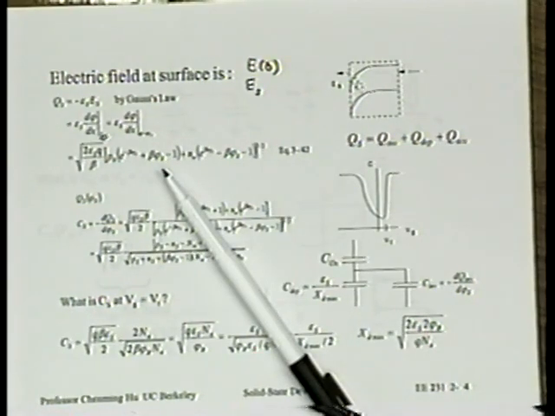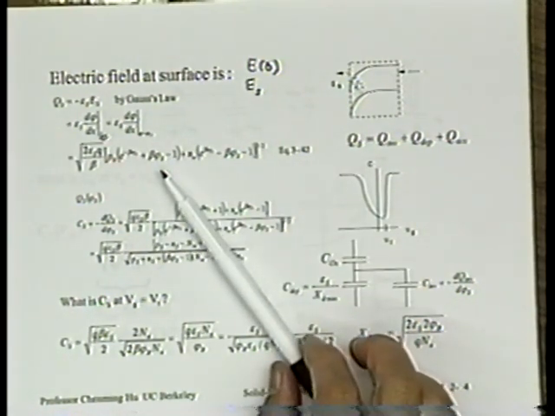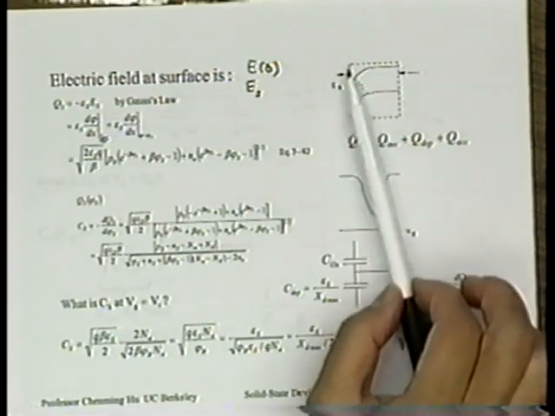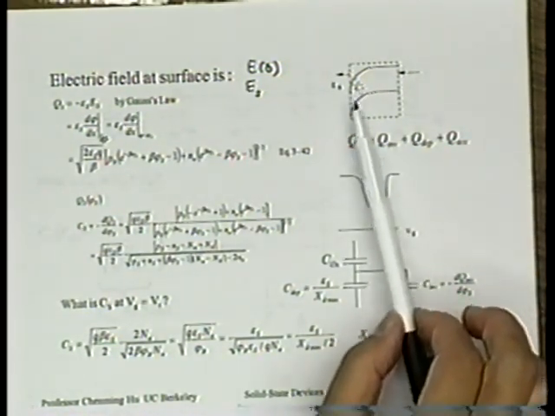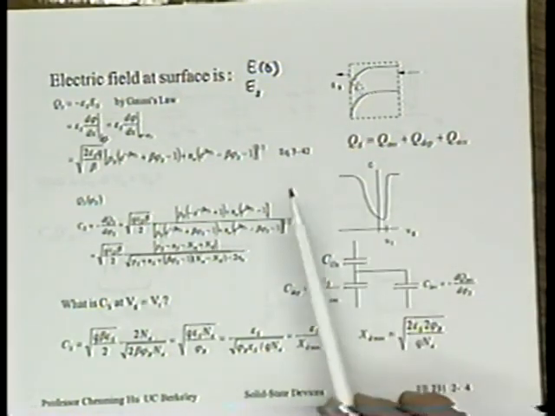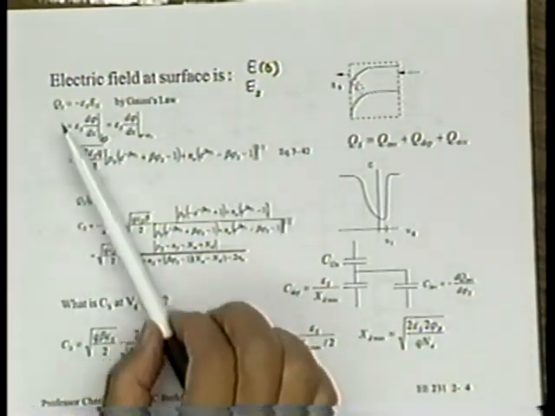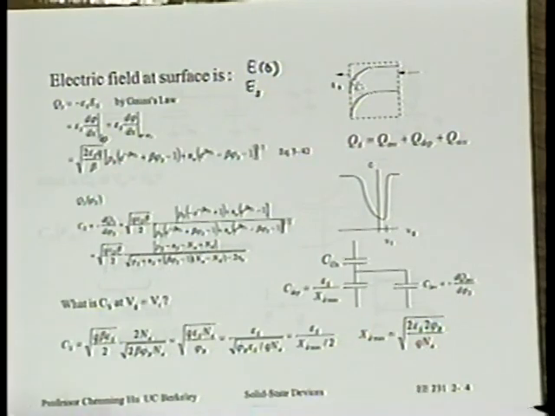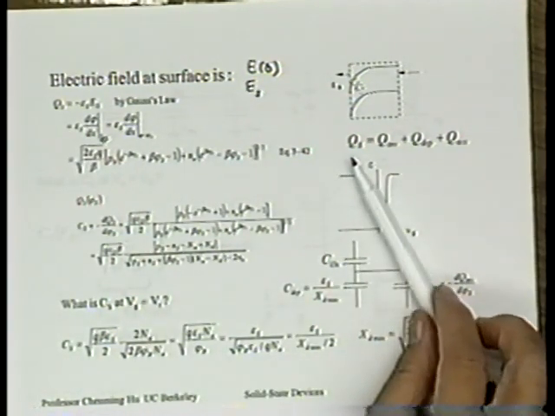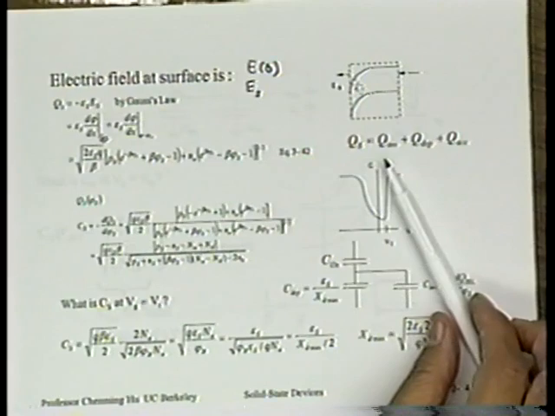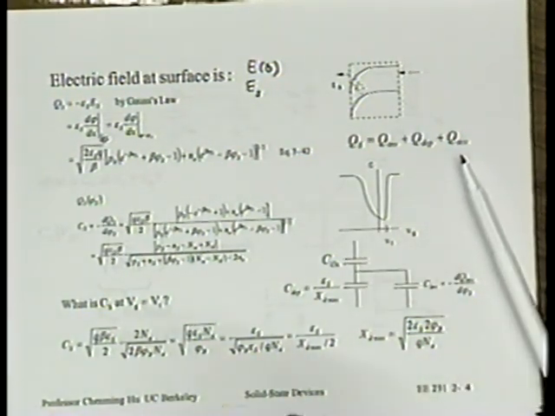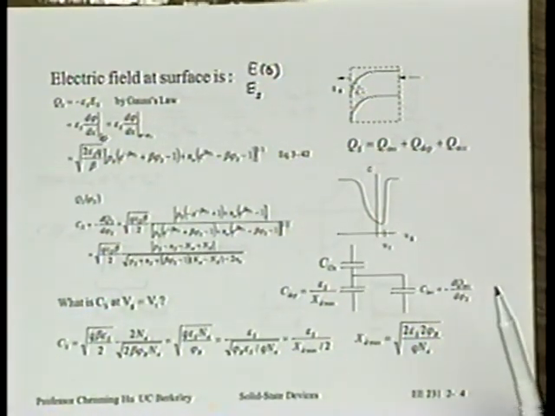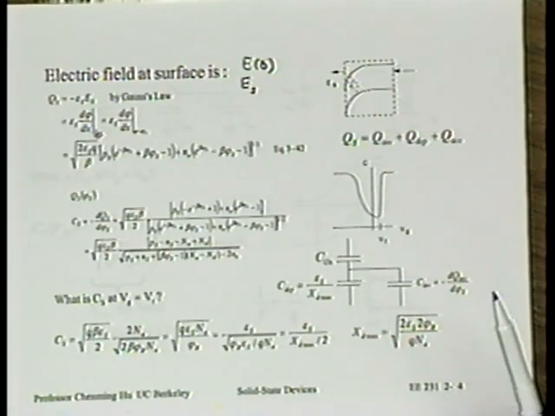All right. And we know that because by using Gauss law, any charge below the interface is related to the electric field at the interface. Okay? So here we are. And when we say the QS here, we actually included inversion charge, depletion charge, as well as accumulation charge. Okay? All right. Good.